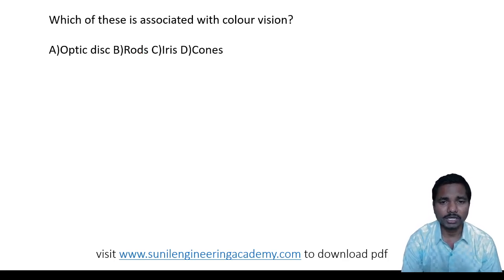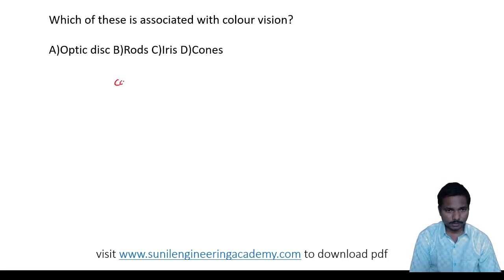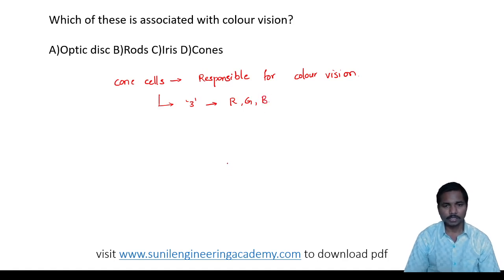Which of these is associated with color vision? Okay, so the cone cells. Let us take, the cone cells are responsible for color vision. So generally we know three types. So what are those? Red, green, blue. RGB. Red, green, blue.